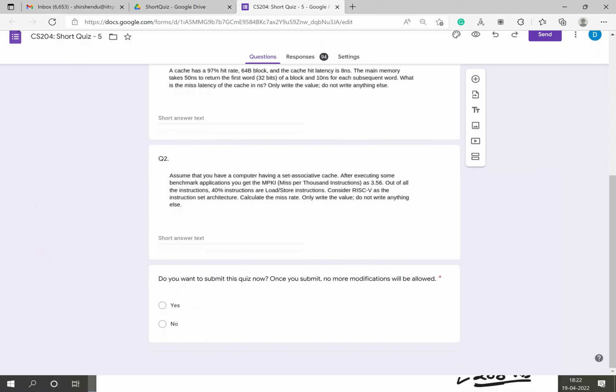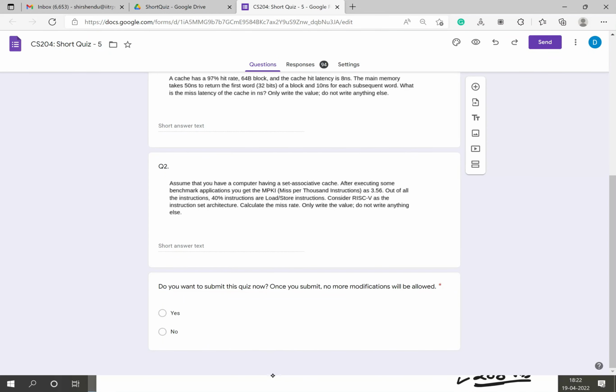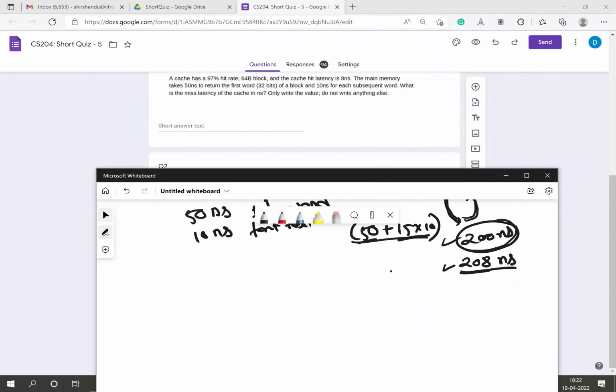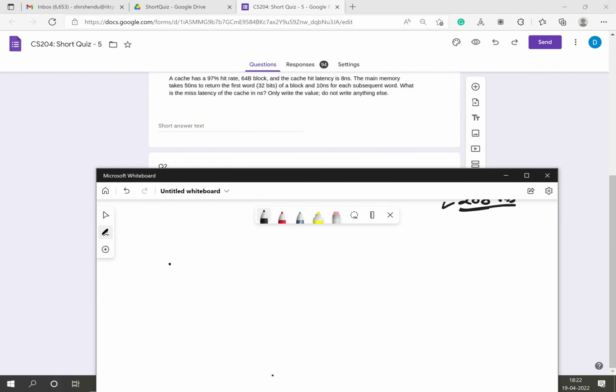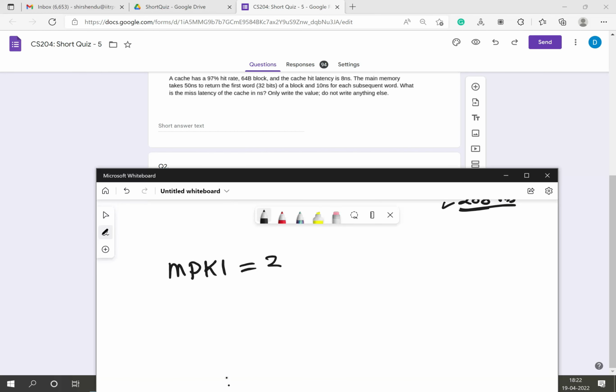Then we'll go to question number 2. I don't know why everyone made a mistake here. In question number 2, the MPKI is given as 3.56, and out of all the instructions, 40% are load store instructions. We know that a load store instruction has two memory accesses: one for fetching the instruction and one extra to communicate with the memory.